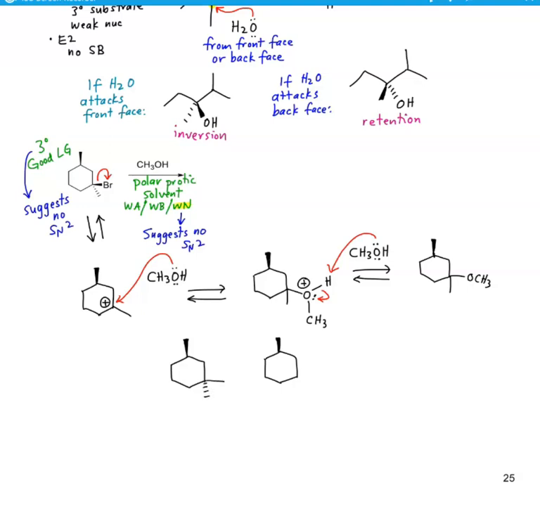So you'll have the product of retention of configuration, which will look like this. And the product of inversion.